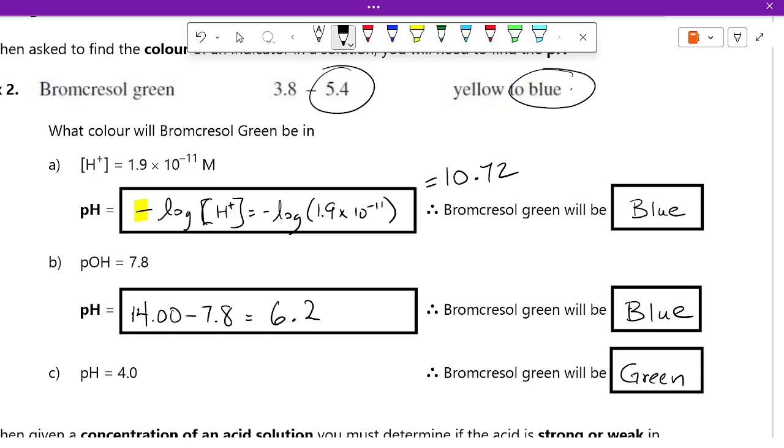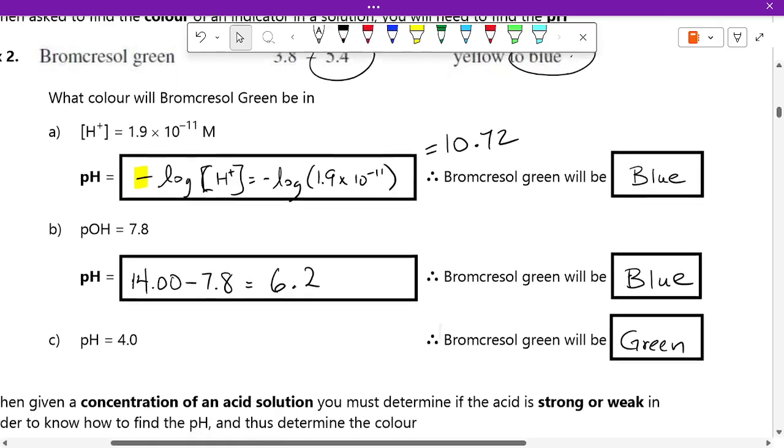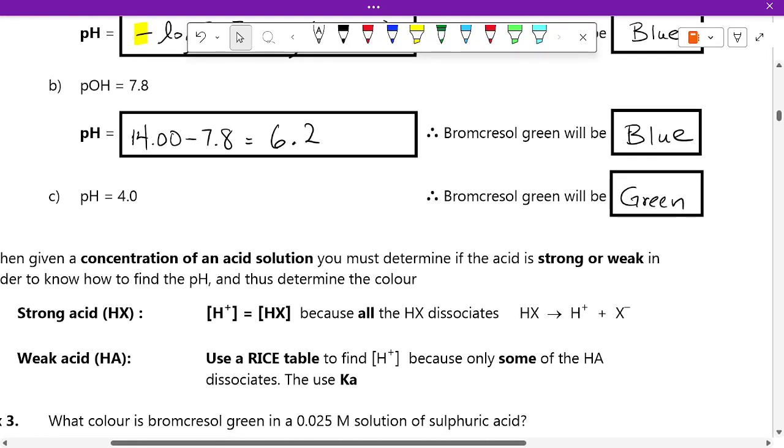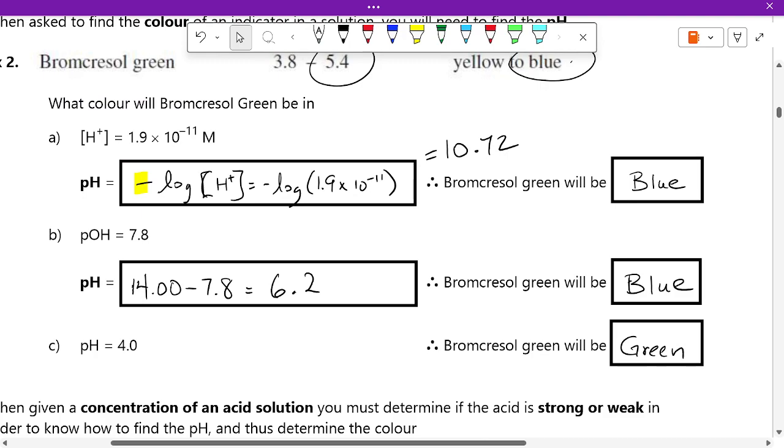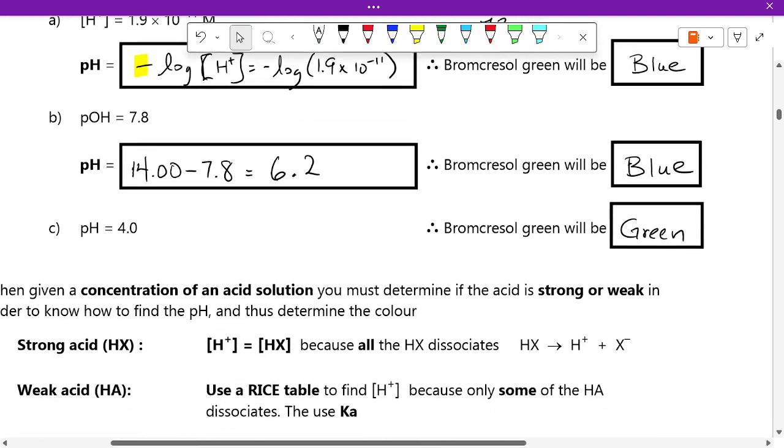Did you get blue, blue, green? Excellent. Did you get a pH of 6.2 for B? Excellent. Now, if you are given the concentration of an acid and you need to find its pH, what's the first thing you should ask yourself? Yes? If it's strong or if it's weak.